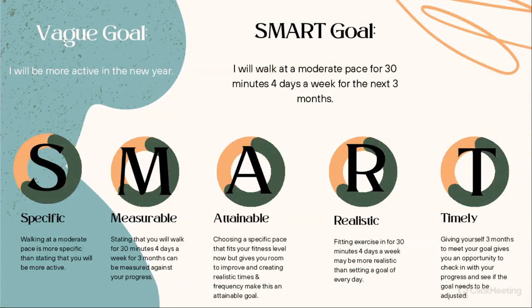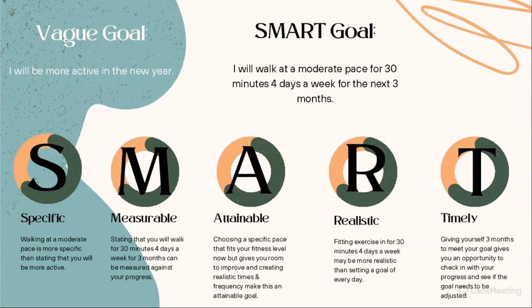Attainable, you're choosing a specific pace that fits your fitness level, but also gives you room to improve. And you're creating realistic time and frequency to make it attainable. The realistic, fitting in 30 minutes, 4 days a week. And 30 minutes, 4 days a week doesn't necessarily have to be one chunk of time. Maybe it's 10 minutes 3 times during the day, whatever works for you. But just thinking about what is actually realistic for you in your day.